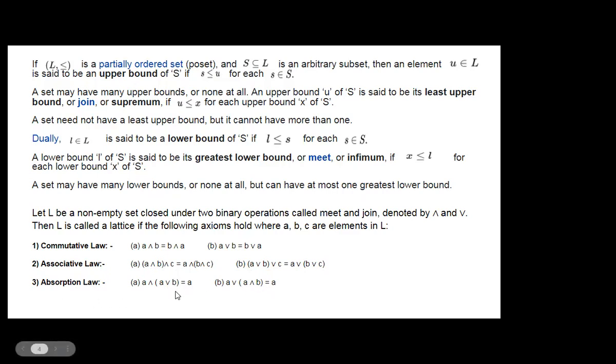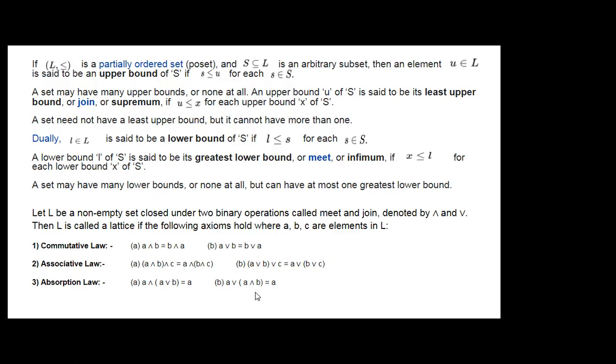What is this saying? Absorption means that instead of all this expression, we can write A only. The same is the case with this term: instead of all of these, we can say only A. So it is absorbing the other terms, and so it is called absorption.